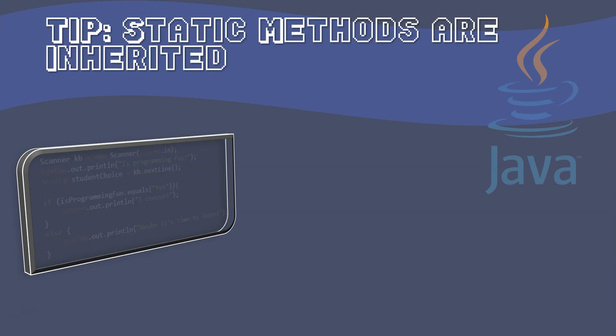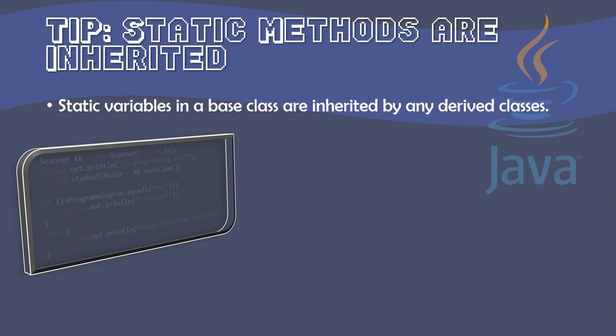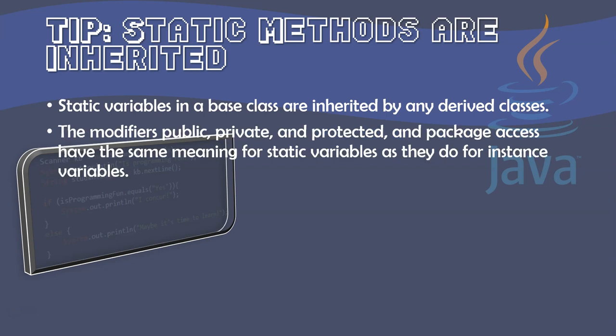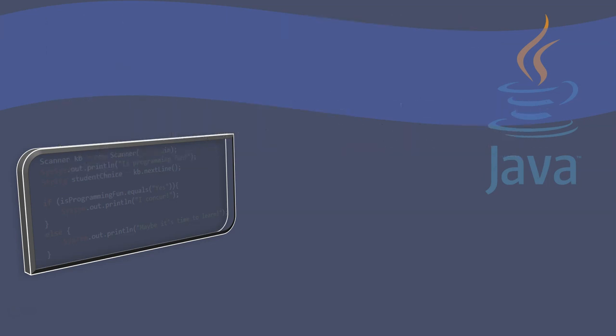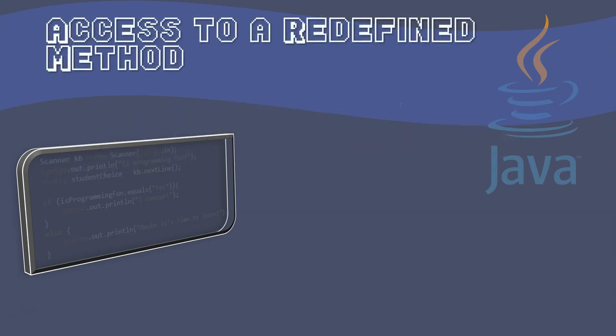So here's a quick tip to kind of start off. Remember that static methods are inherited. So we kind of already identified that static variables in the base class can be inherited by any derived class. Well, the modifiers public, private, protected, and package access, which we have now fully explored, have the same meaning for our static variables as they do for our regular instance variables. Now, that, of course, is going to lead us to how do we access this to a redefined method? How do we actually put these things into play?